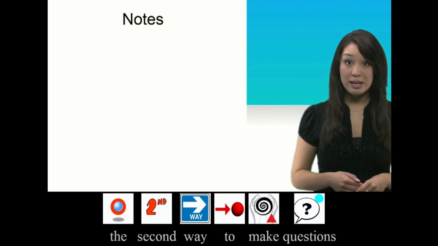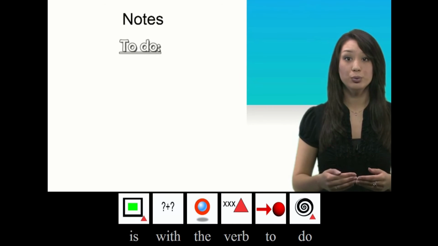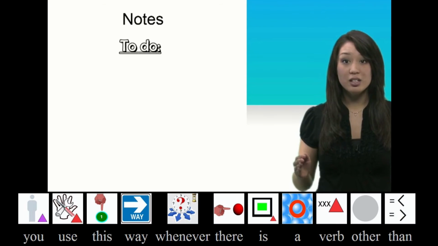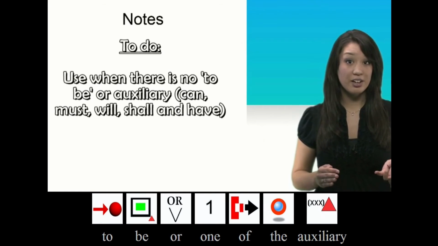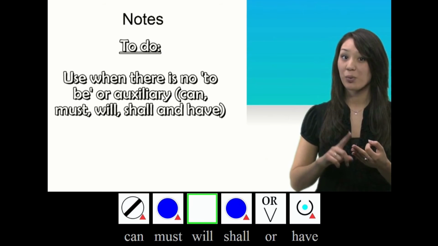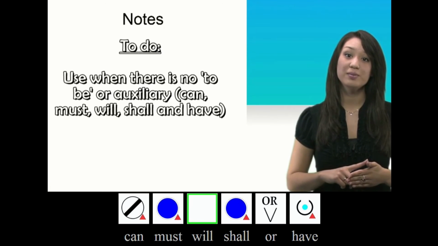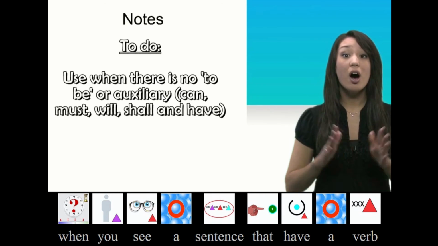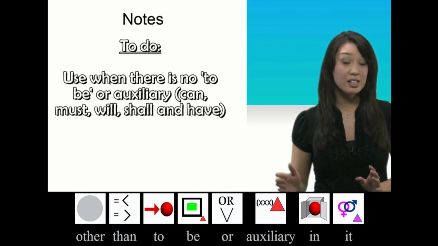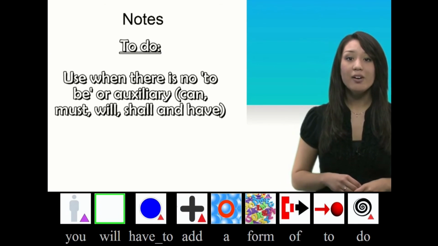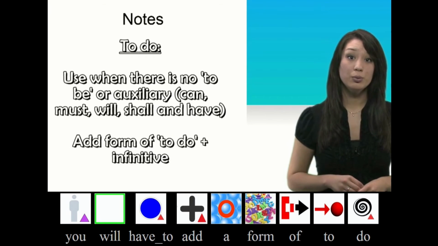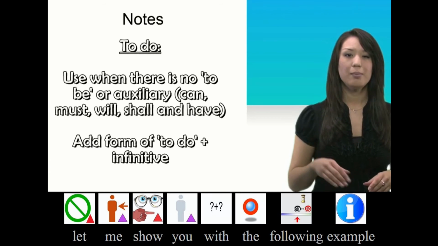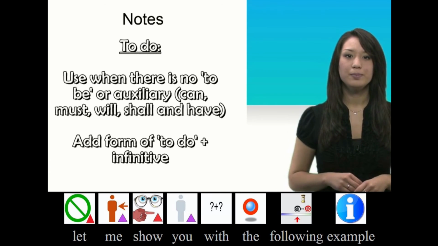The second way to make questions is with the verb to do. You use this way whenever there is a verb other than to be or one of the auxiliaries, can, must, will, shall, or have. When you see a sentence that has a verb other than to be or an auxiliary in it, you will have to add a form of to do and the infinitive to make the question. Let me show you with the following example.